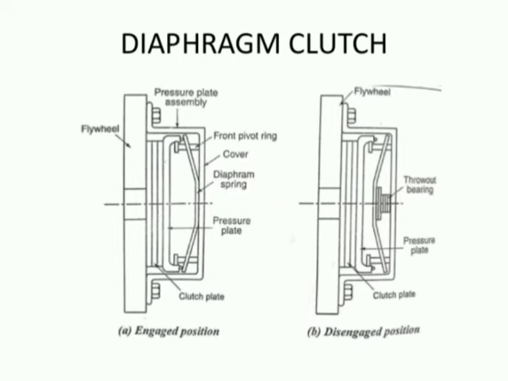This figure shows diaphragm clutch. It consists of flywheel, pressure plate assembly, front pivot ring, cover, diaphragm spring, pressure plate, clutch plate. And then the first figure shows engaged position and second one shows disengaged position.